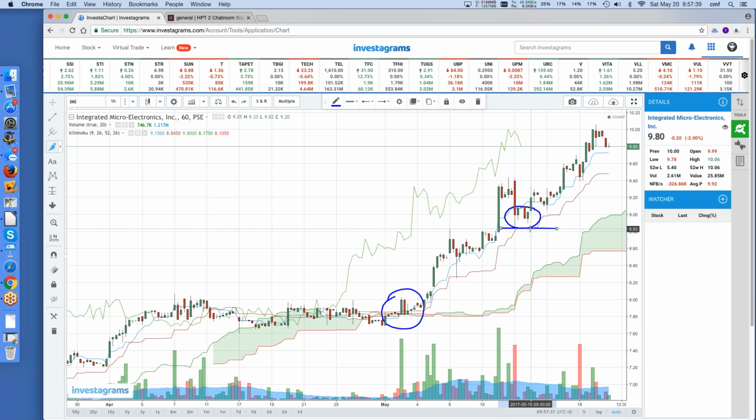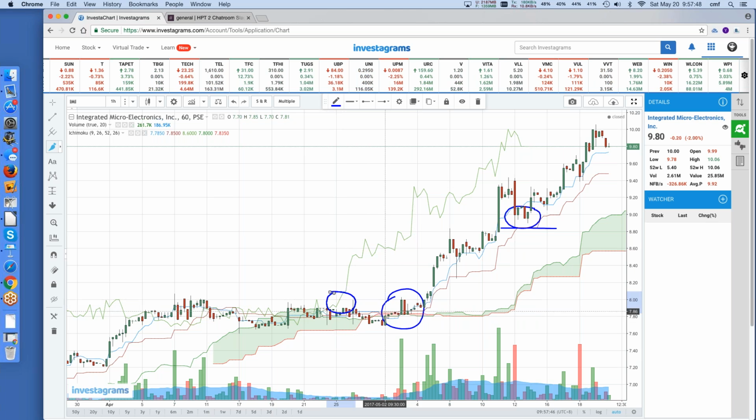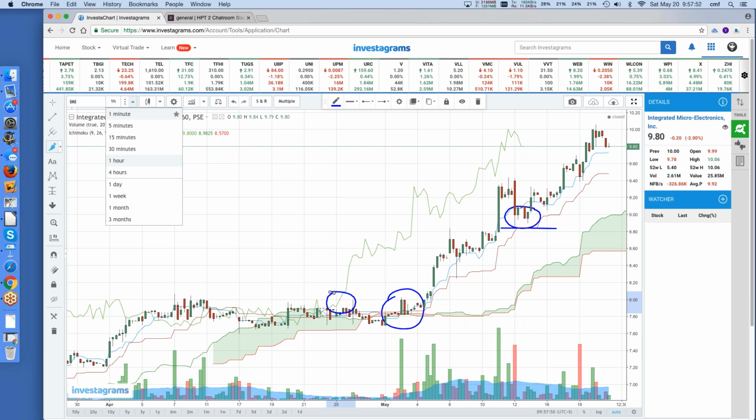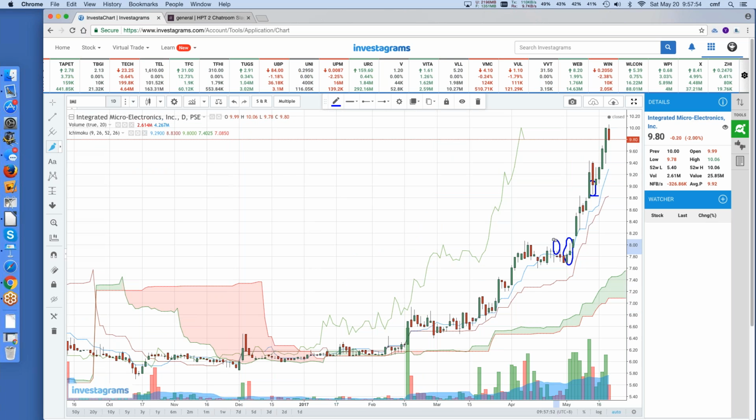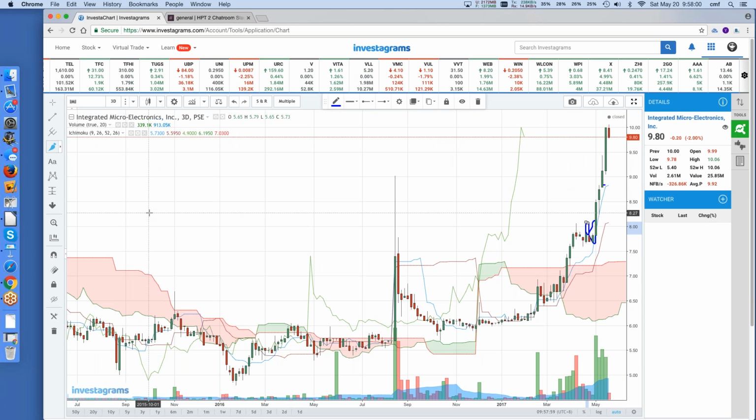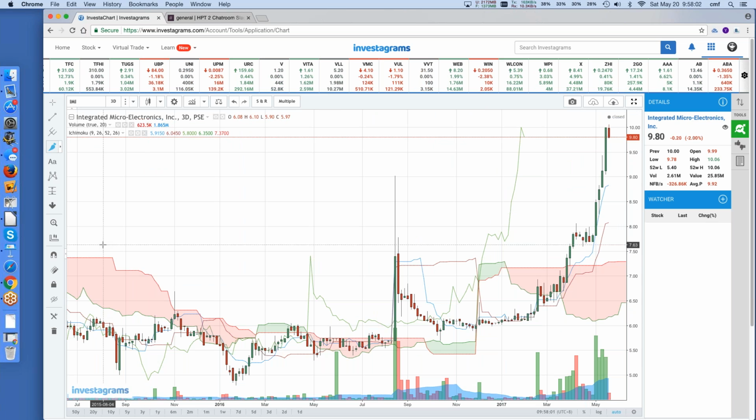So here you see that IMI made a Kumo breakout here. There's a Tenkan-sen, Kijun-sen crossover, a Chikou Span breakout right here. So you buy the position here and keep holding. In the 3-day chart, again, we look into the 3-day chart. We see a confirmation of this bullish trend because price is also above all Ichimoku elements.